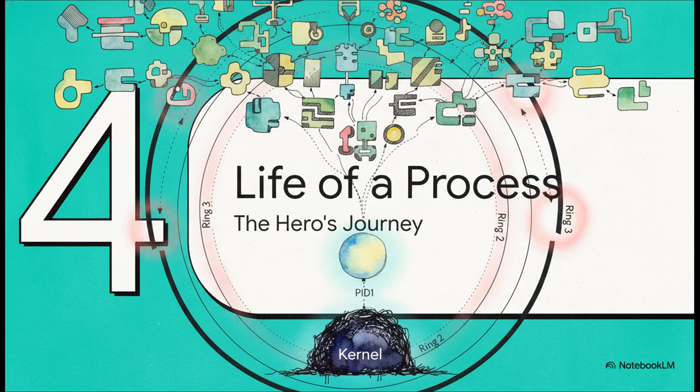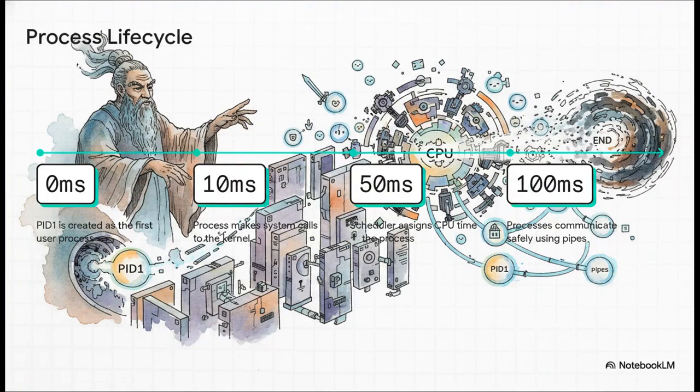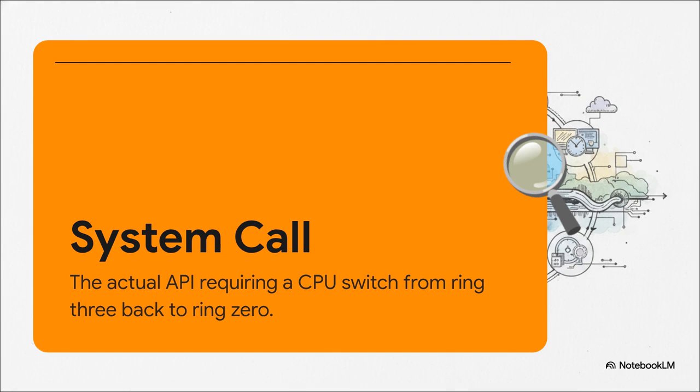But remember, PID1 runs in the restricted ring 3, which means from this moment on, every single process must ask the kernel for permission to do anything. Let's move to and see how this builds into the timeline of a process navigating the system's rules. This really is a hero's journey. A process is born from an ancestor, it navigates the rigid rules of the system using system calls, it fights for CPU time against hundreds of other processes and scheduling, it talks to its peers via IPC, and eventually, well, it meets its termination.